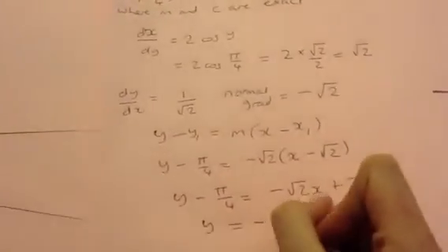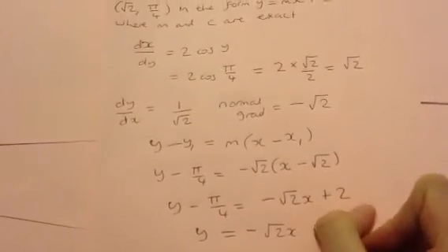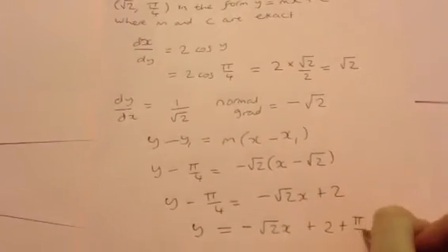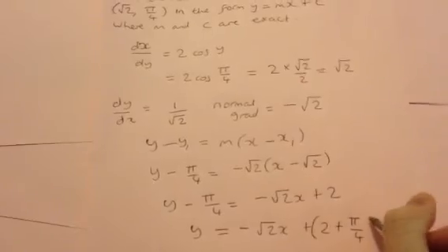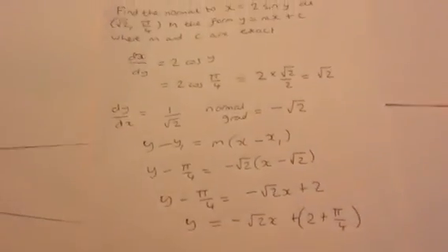And then rearrange, y equals mx plus c. Y is minus root 2x plus 2 plus pi over 4. So m is minus root 2 and c is 2 plus pi over 4.